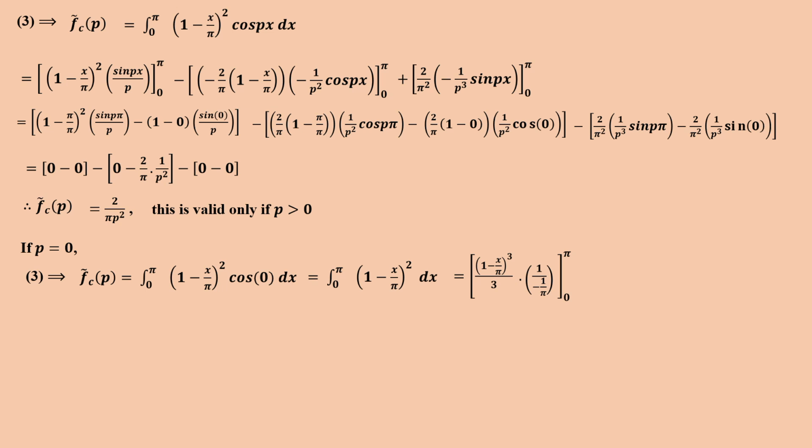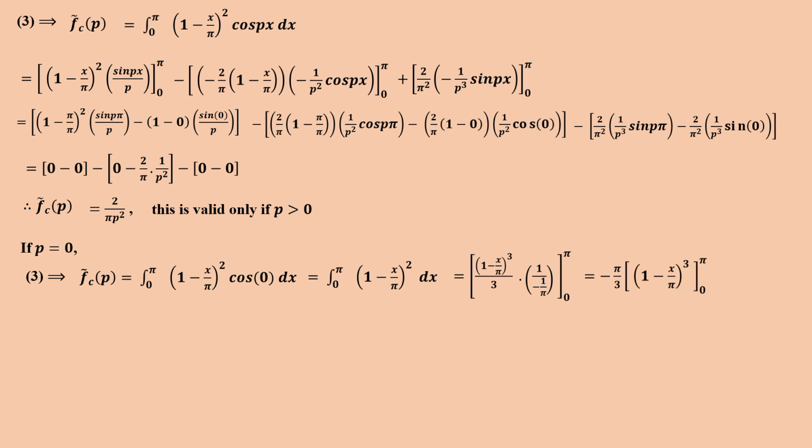So the integral of (ax + b)ⁿ dx equals (ax + b)ⁿ⁺¹ / ((n + 1) times a), with the coefficient of x, a, in the denominator. Here a = -1/π and b = 1. Using that formula with n = 2, you will get (1 - x/π)³ / 3 into 1/(-1/π), lower limit 0, upper limit π.